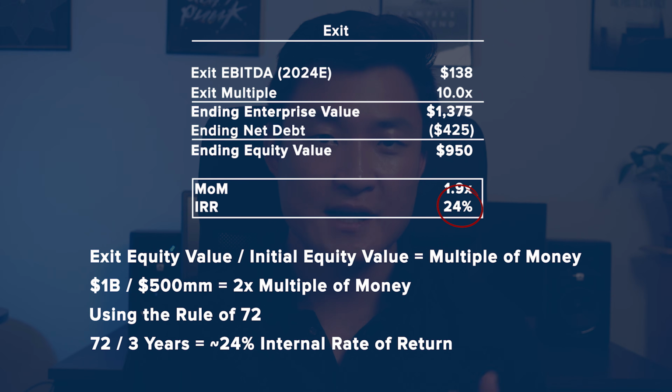And just for your context, I would definitely describe that as a top quartile private equity return. Getting 2 times your money in 3 years is very good. Anything over 20% IRR in this environment is also very good.